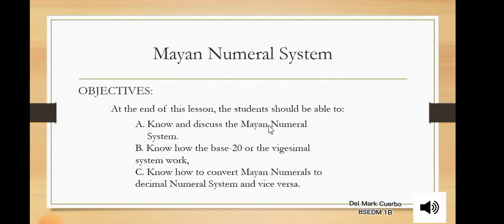At the end of this lesson, the students should be able to know and discuss the Mayan numeral system clearly. You are also expected to know how the base 20, or the vigesimal system, works. And lastly, you are also to know how to convert Mayan numerals to the decimal numeral system and vice versa.